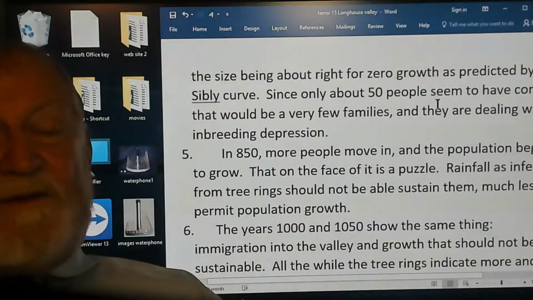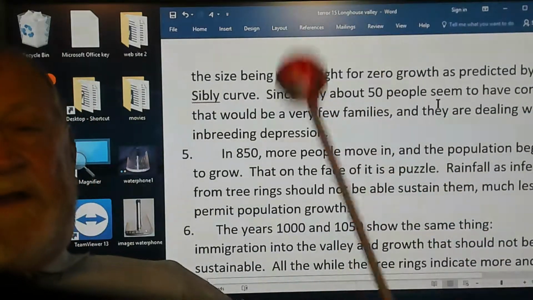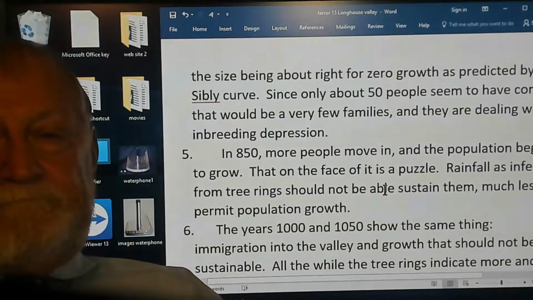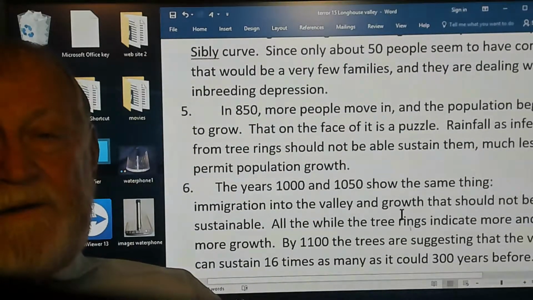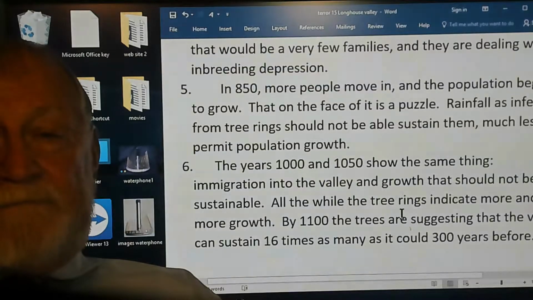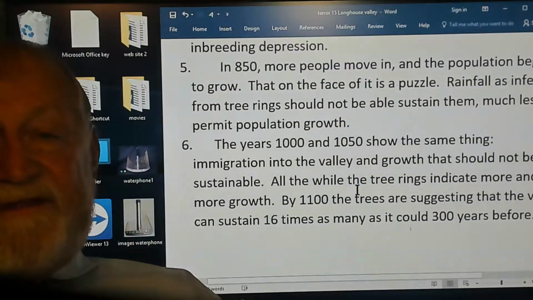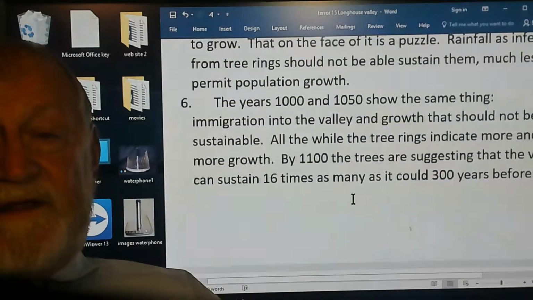So more people moved in 850, and at that point the population began to grow. That may seem like a puzzle if we're believing that it's all due to climate and weather and tree rings. And in the year 1000, they have more people moving in.